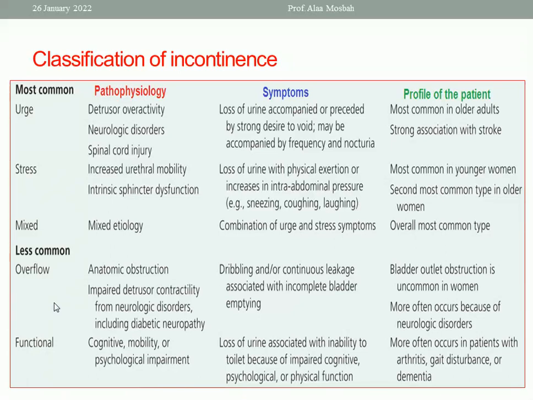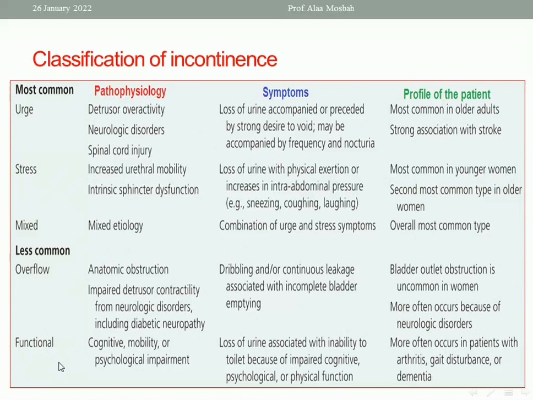So this incomplete bladder emptying makes the urine accumulate inside the bladder, over-distending the bladder until incontinence happens. What is the profile of the patient? The bladder outlet obstruction is uncommon in women. Of course, it is commoner in males due to the prostate, but it is uncommon in women. It more often occurs because of neurologic disorder. So the commoner etiology is neurologic disorder rather than bladder outlet obstruction.